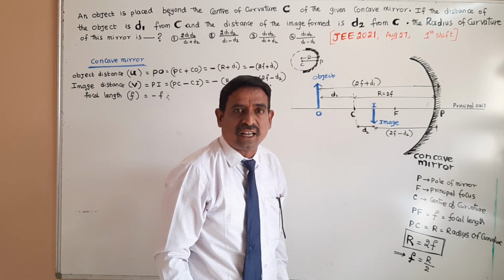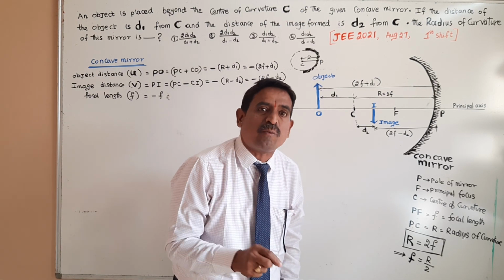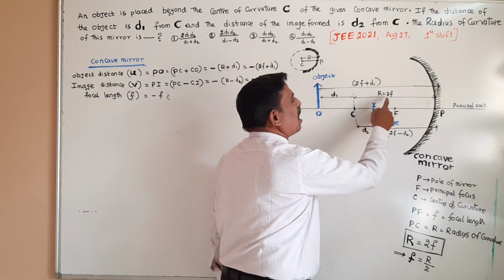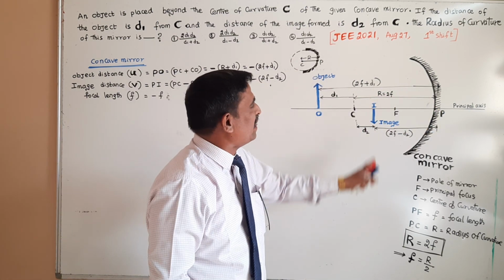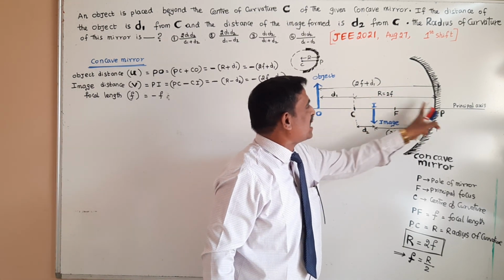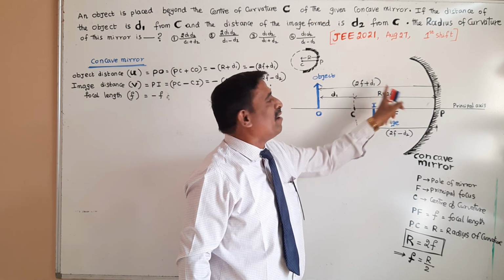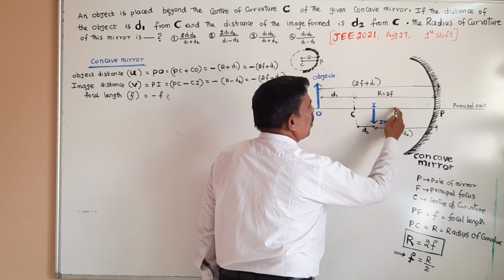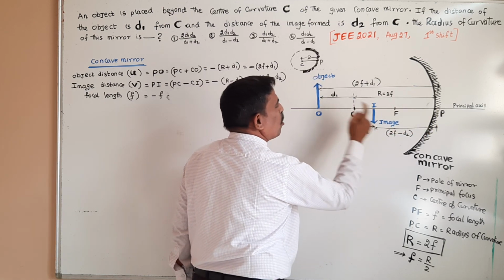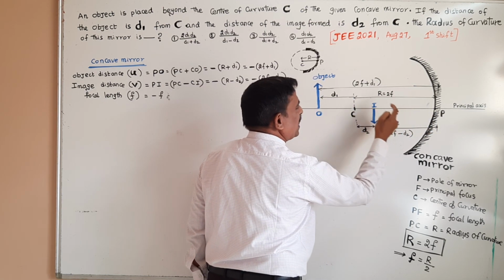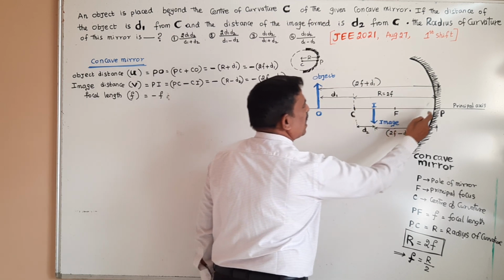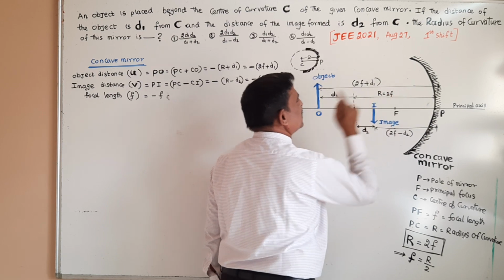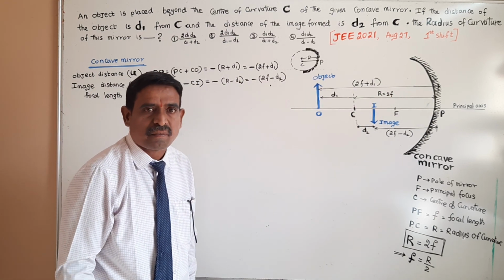We have one formula. The radius of curvature is equal to 2 times the focal length, r equals 2f, where f represents the focal length. This distance is focal length, small f. This distance is also small f. f plus f is 2f. Radius of curvature r is equal to 2f.